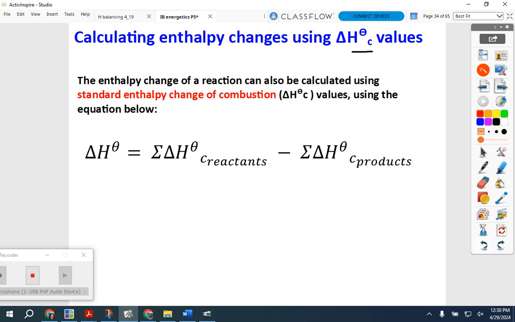Another thing we can do is it's often fairly straightforward to burn things. You can usually get data from burning things. So we tend to have tables, lots of data on enthalpies of combustion. Basically, we're going to do the same thing. Instead of forming our reactants and products, we're going to burn them. We're going to burn our reactants, and we're going to burn our products, and we're going to capture those data and then use that in our enthalpy cycle. Now, we're not actually burning them. We're just saying we already have a table of the data for the enthalpies of combustion. This one is going to be reactants minus products, and I'll show you why.